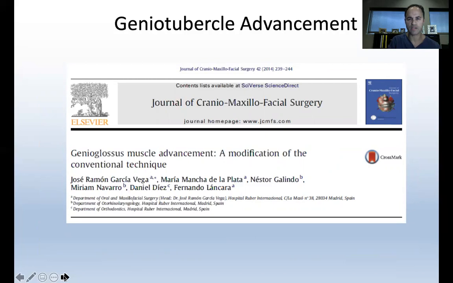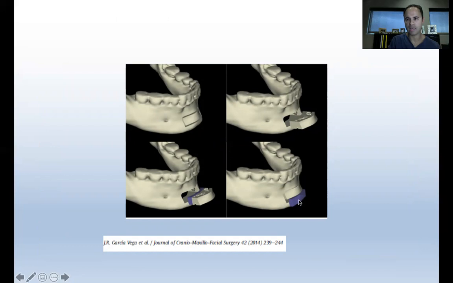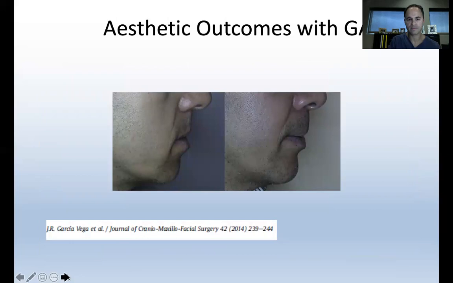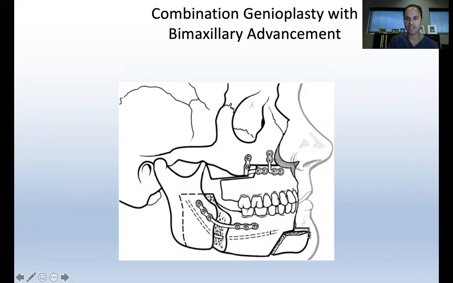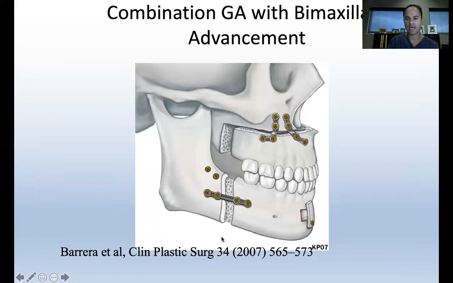This has been described, with modification, also for aesthetics in the Journal of Craniomaxillofacial Surgery, whereby this genioglossus advancement can be stepwise advanced with a sliding genioplasty in order to improve the aesthetics of the chin. We can also combine this with a maxillomandibular advancement, so sliding genioplasty or a mortise genioplasty, a much higher cut, with a Le Fort I osteotomy and bilateral sagittal split osteotomy. And in my hands, I typically will use a genioglossus advancement with a Le Fort I and a sagittal split in order to get three different planes of advancement of the craniofacial skeleton.